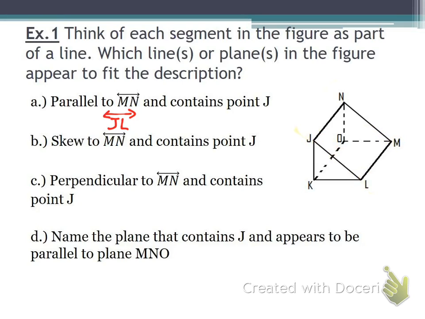Okay, let's take those away. Skew to MN and contains point J. Good, JK runs up this side here. So sure, if we were to keep drawing it on a flat surface, it looks like they would cross each other. But this is a three-dimensional object, so we have to understand that they would not ever actually touch.